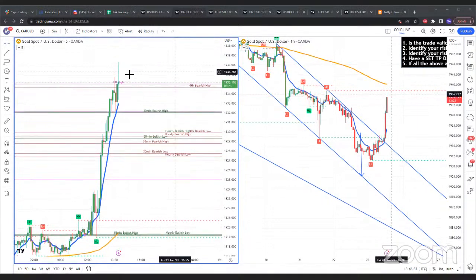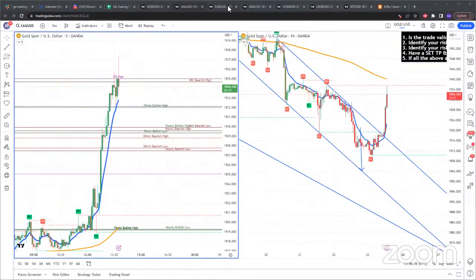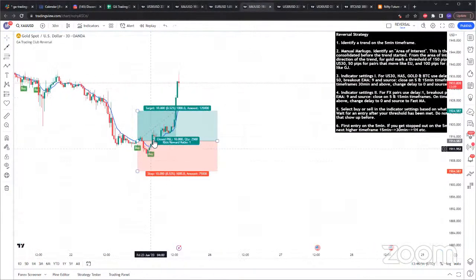We also just had news right now. But anyway, the other trade, so yesterday I drew up this. So my ideal buy on gold was the 1900, 1905 area. But I did draw this up for you guys during the live session yesterday.